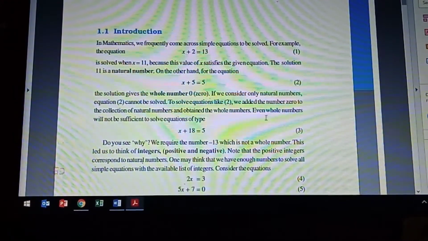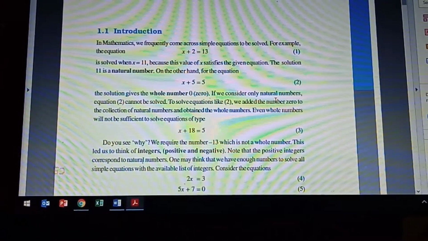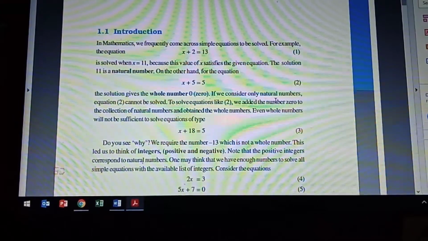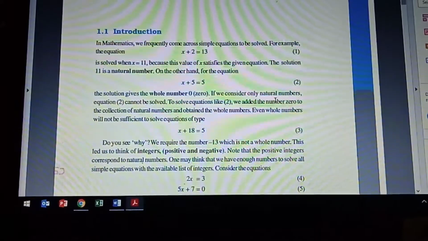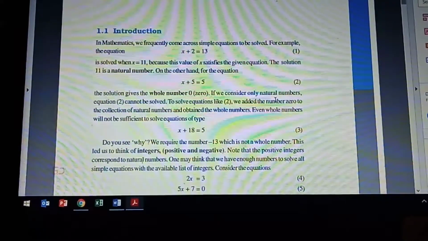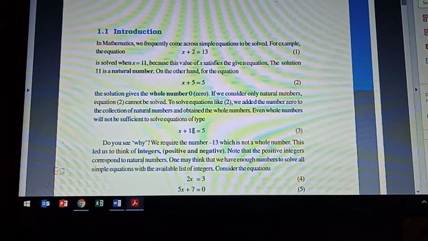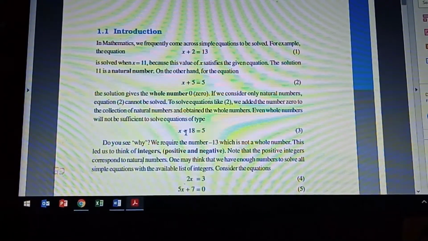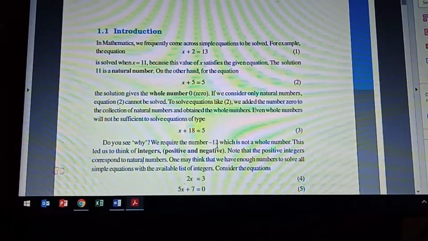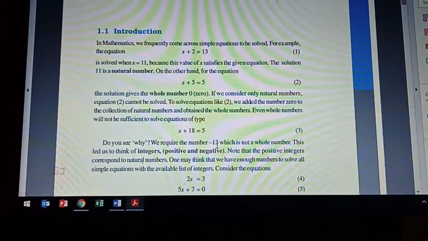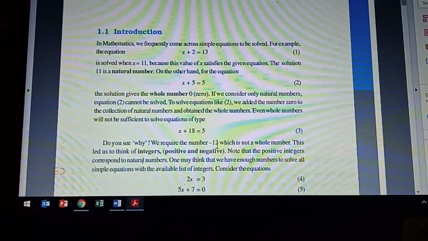x plus 18 equal to 5. What should be the answer of this? x plus 18 goes to the other side, then it will be minus 18. The answer will be x equal to minus 13, which is not a whole number.